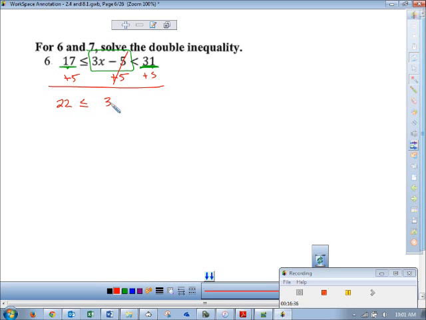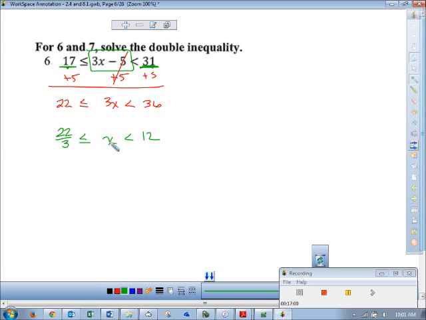And you're left with 3x less than. 31 plus 5 is 36, right? Now, to get x by itself, wouldn't you divide all three places by 3? So this is 22/3, less than or equal to. I don't have to switch the symbol because I did not divide by a negative. X comes down, less than comes down, and 36 divided by 3 is 12. Cool? And that's it. That's all they asked you to do.